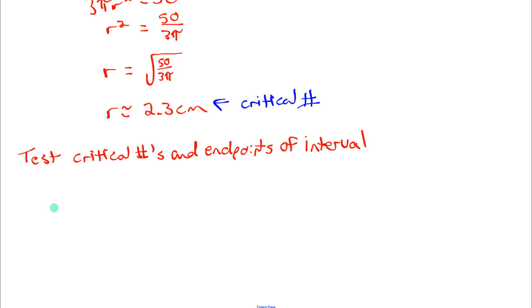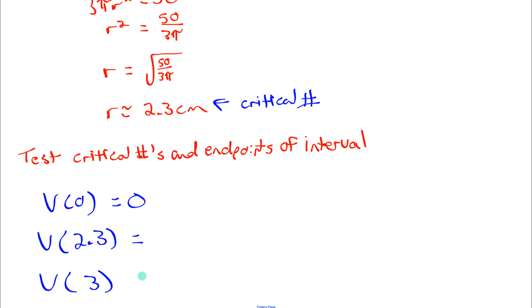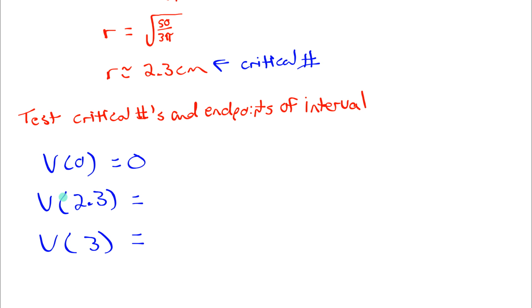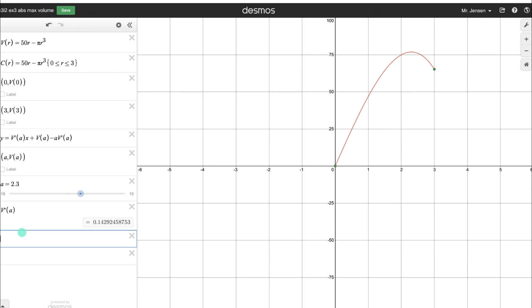So let's do our test. Let's find the volume when the radius is 0. Well, that's obviously 0. The volume when the radius is 2.3. And the volume when the radius is 3. Now we've seen the graph, so we know that it's an absolute max at a radius of 2.3. But if we hadn't seen the graph, we'd have to evaluate each of these. So we'd want the volume at 0, at 2.3, and at 3.